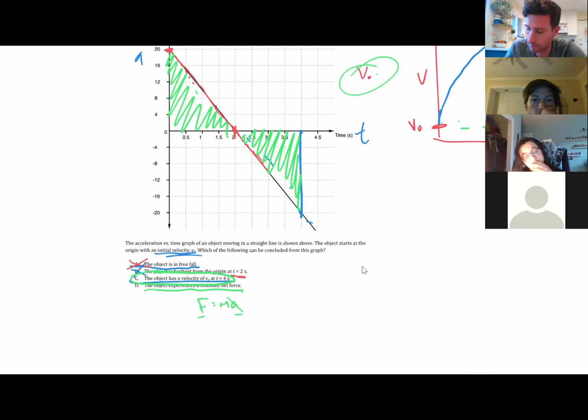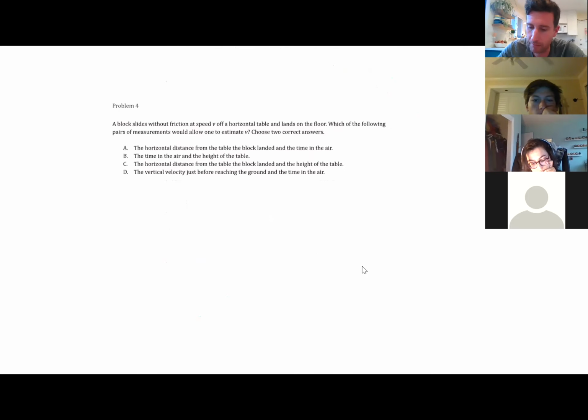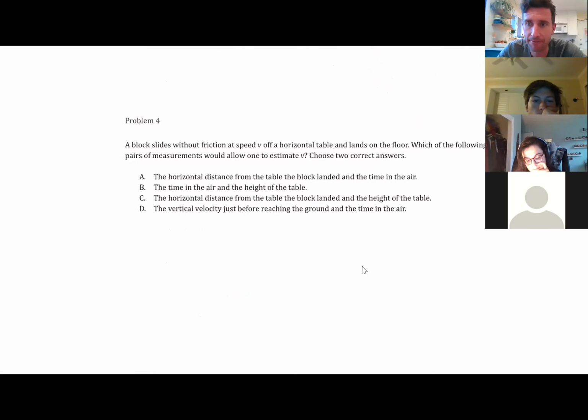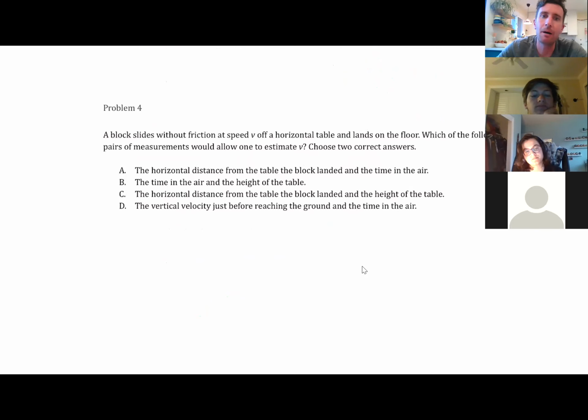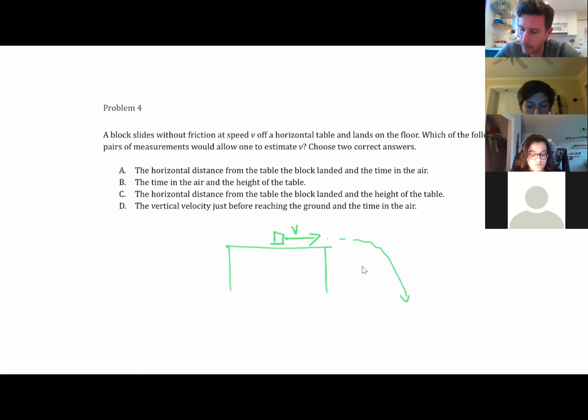Cool. All right, problem 4. No graph, just words, no diagram even. Okay, a block slides without friction at speed v off a horizontal table, and lands on the floor. Which of the following pairs of measurements would allow one to estimate v?